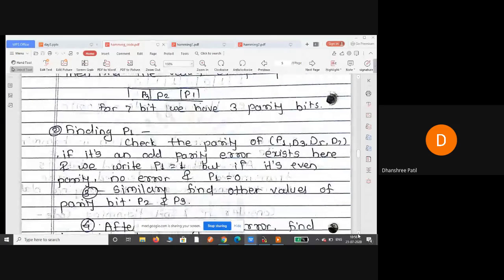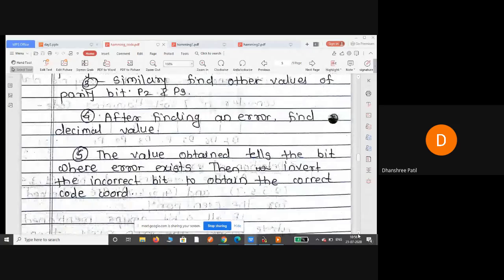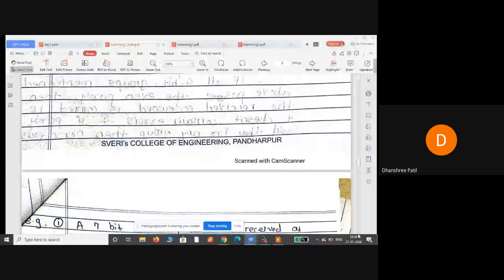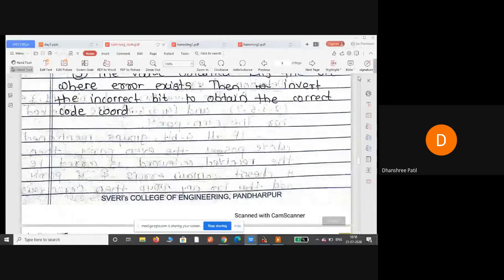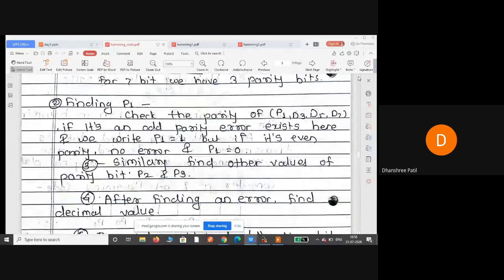Okay, I'll just read it at the time of the example, you will understand. So check the parity of P1, D3, D5 and D7. If it is odd, a parity error exists, hence we write P1 equals 1. But if it is even parity, no error, P1 equals 0. So whatever procedure I have explained above is written over here. Similarly, find for P2 and P3 also.